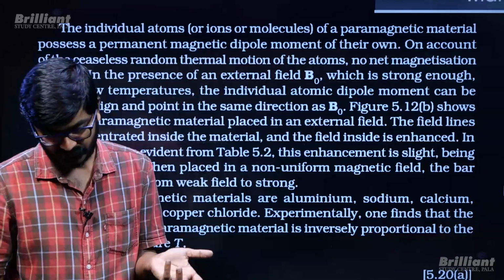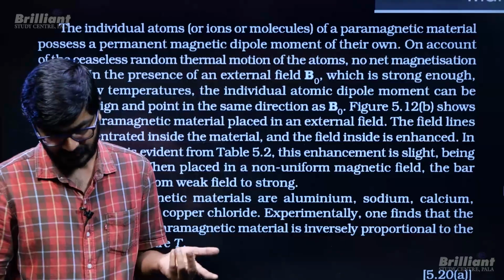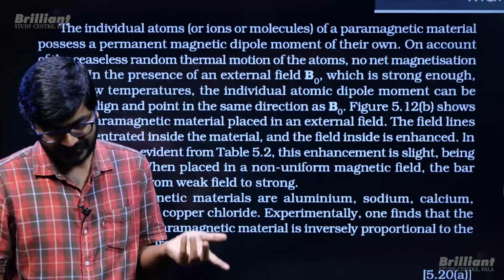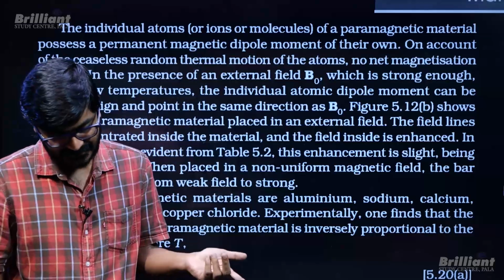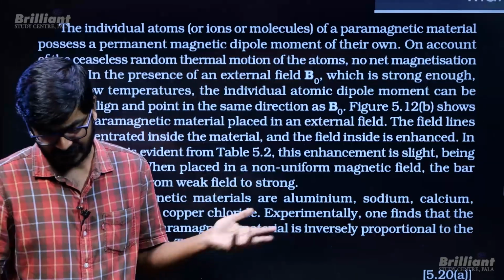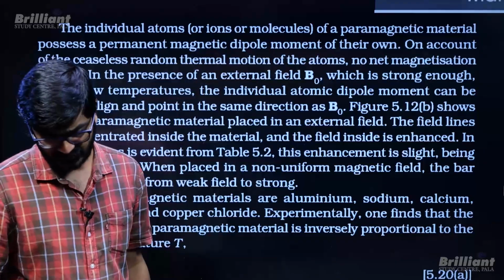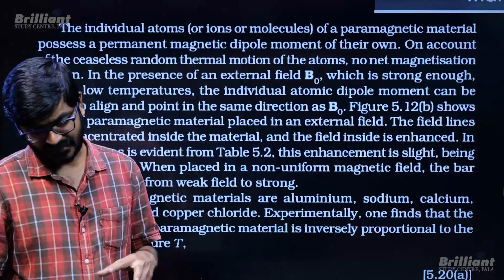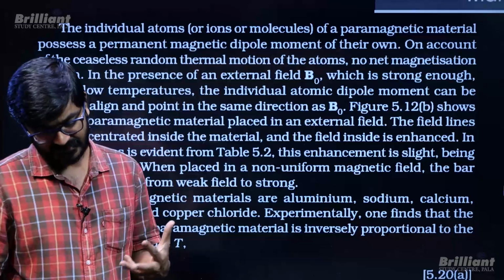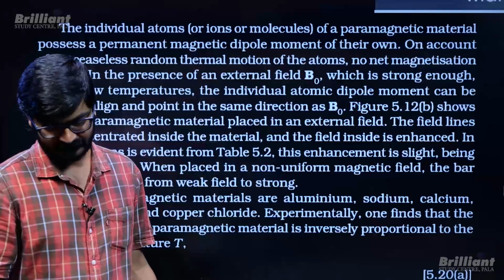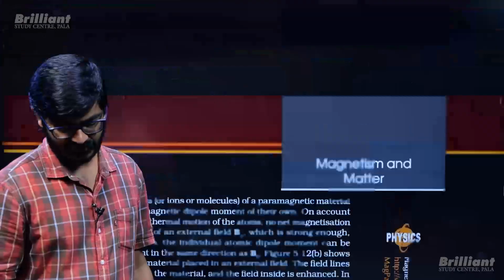Figure 1.2b shows a bar of paramagnetic material placed in an external field. The field lines get concentrated inside the material and the field inside is enhanced. In most cases, it is evident from table 2, the enhancement is slight. The chi value is small, right? When placed in a non-uniform magnetic field, the bar will tend to move from weak to strong, which is opposite to diamagnetic. That makes sense. So let us look at the figure, what they are talking about.